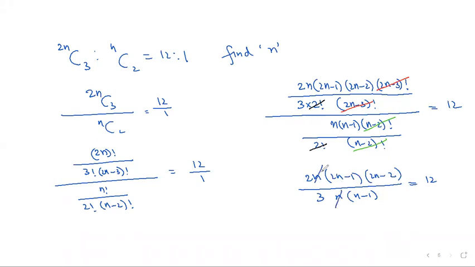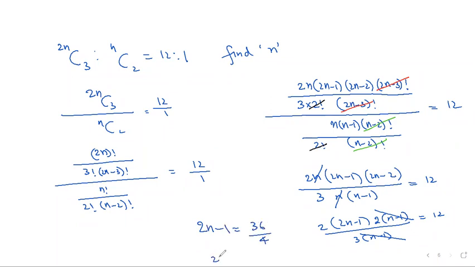Take a 2 common, no factorial now. Factorial is all gone. Take a 2 common. N minus 1 also gone. Now you can write 2n minus 1 is 36 upon 2 upon 4. 2n minus 1 is 9, n is 5.